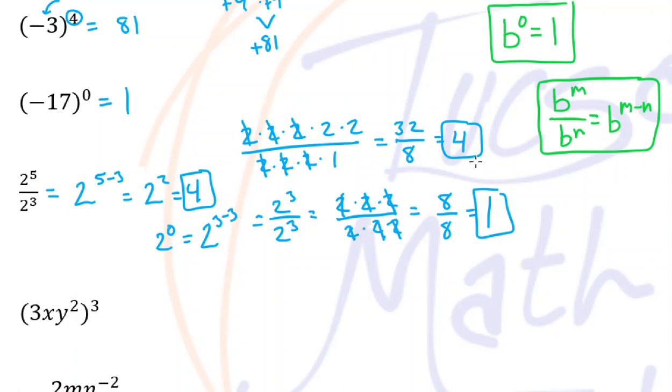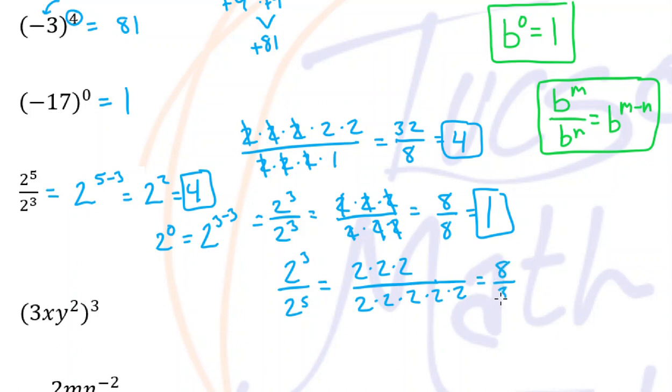Now, let me do one more. What if it was turned around? What if it was 2 to the 3rd power over 2 to the 5th power? Well, then we would have 2 times 2 times 2 on top, 2 times 2 times 2 times 2 times 2 on the bottom. We could write that as 8 over 32, or we can cross off pairs of 2's, and we're left with a 1 on top, and 2 times 2 on the bottom, which, either way you slice it, is 1/4.